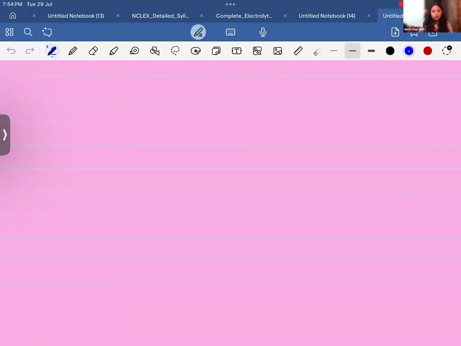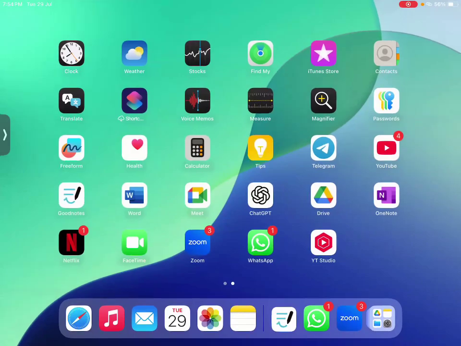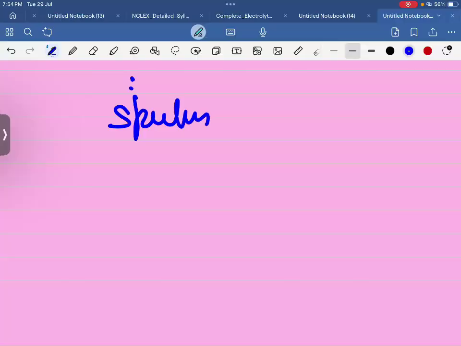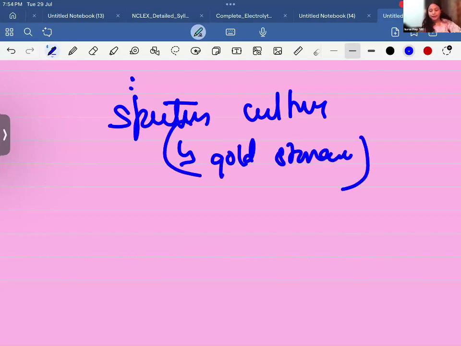Okay. Next thing. Did you understand about your Montex test? Apart from the Montex test, we have one thing which is known as sputum. Sputum culture is the gold standard. Sputum culture is the gold standard. Understood? Okay. Next.